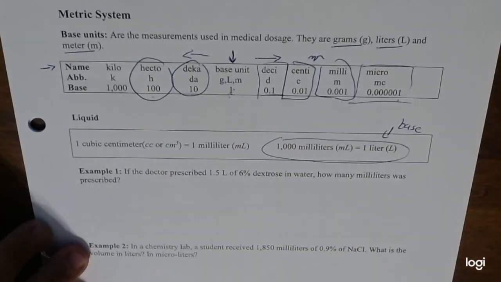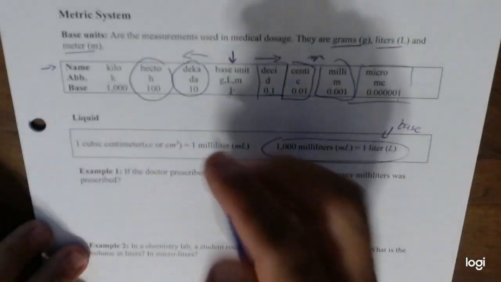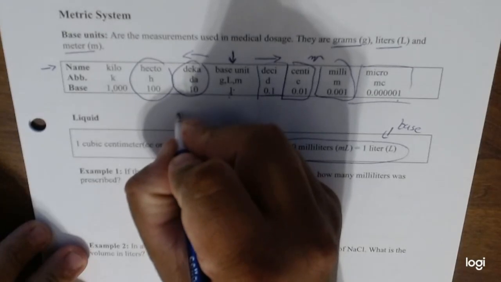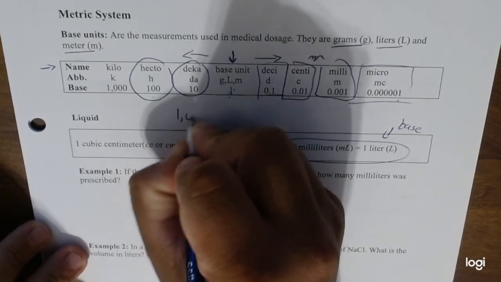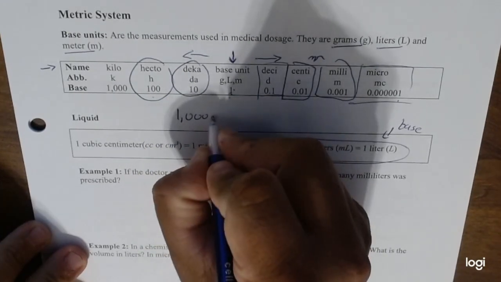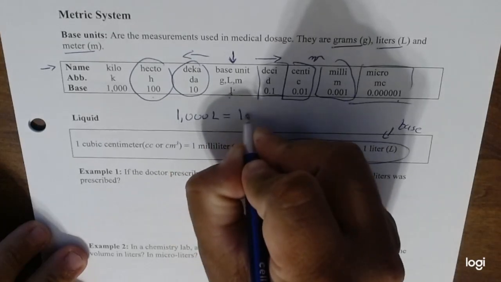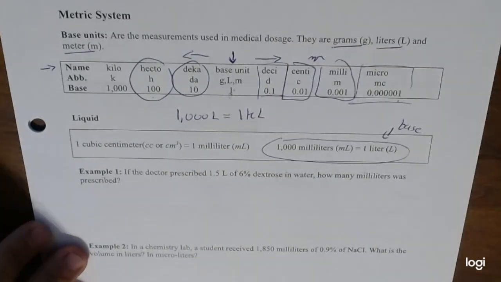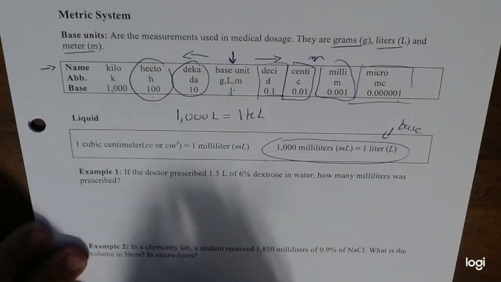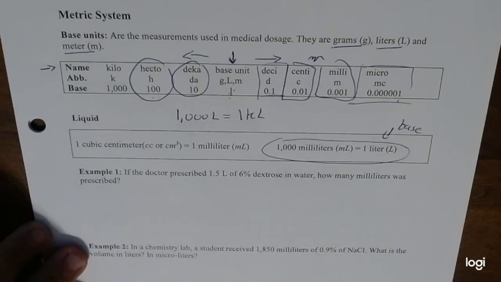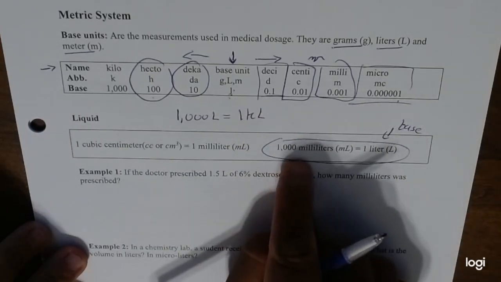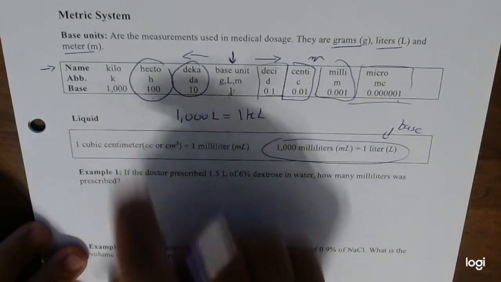Okay, which means going this way. I'll talk about it a little later, but you could say for every 1,000 liters, there's 1 kiloliter, right? Because you're getting larger as we go along. Okay. So going this way, you get bigger. I mean, you get smaller. This way, you get larger.